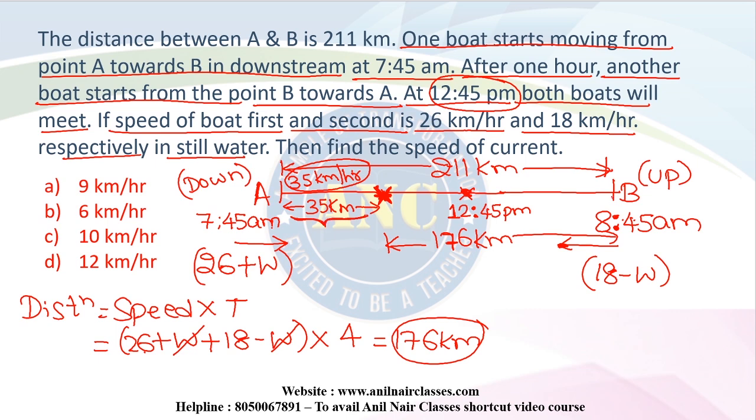We came to know that when both of them are traveling, it was 176 kilometers that is traveled by both boats together. So remaining out of 211, 176 together, remaining 35 should be boat A alone. So the speed of the boat is 35 kilometers per hour, and it is also known that it is 26 plus W, which should become this 35. So 26 plus which number is 35? 26 plus 9 is 35. So W value is 9, and that is what we are required to find in this question, the speed of current. The answer for this question is 9 kilometers per hour.